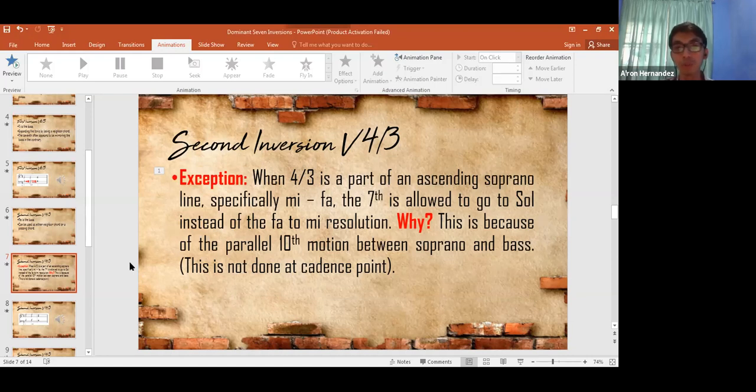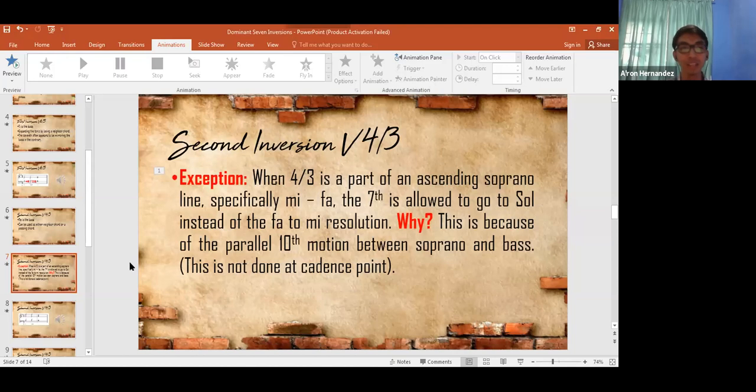Okay, so the most common way is to resolve fa with mi. Okay, but then if it's ascending, pinapaalala sa atin ulit that it can go to sol, instead of the fa to mi resolution. Why? The main purpose is because of the parallel 10th motion between soprano and the bass. Ano po? So sabi nga, ang paalala sa atin, ang BFF natin is, I think, the thirds, and then I think the sixth, and as well the tenths. I think that's kasama po doon. But isang paalala po doon with that exemption is, this is not done at the cadence point.